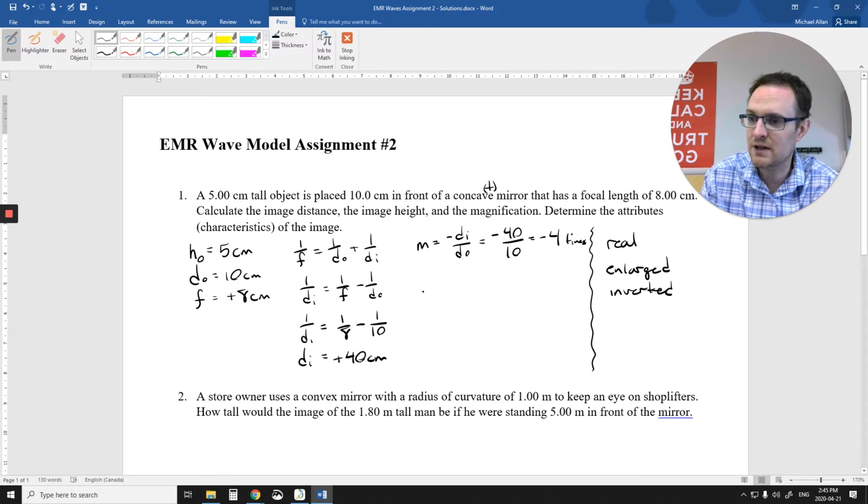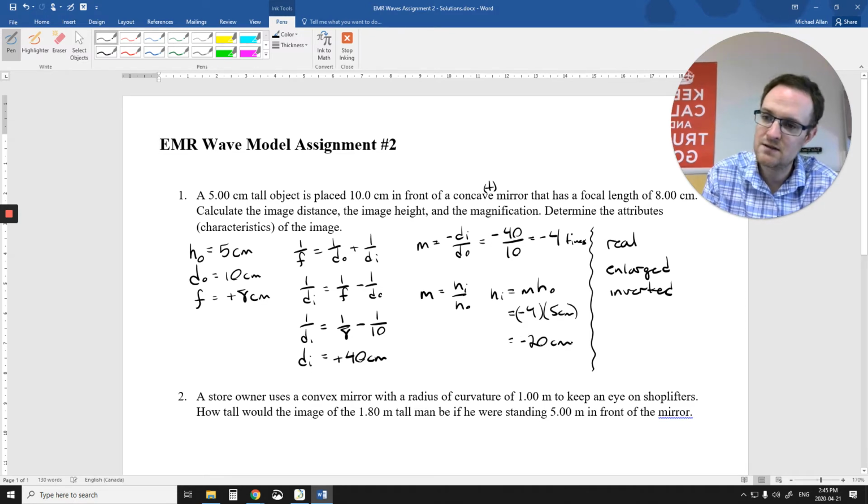Okay, now we're going to use this magnification to solve for my, there we go, to solve for my HI, image height. So my HI is going to be magnification times my HO, which is going to be negative 4 times my height of my object, which is 5 centimeters. I'm going to get negative 20 centimeters. And there's my HI.